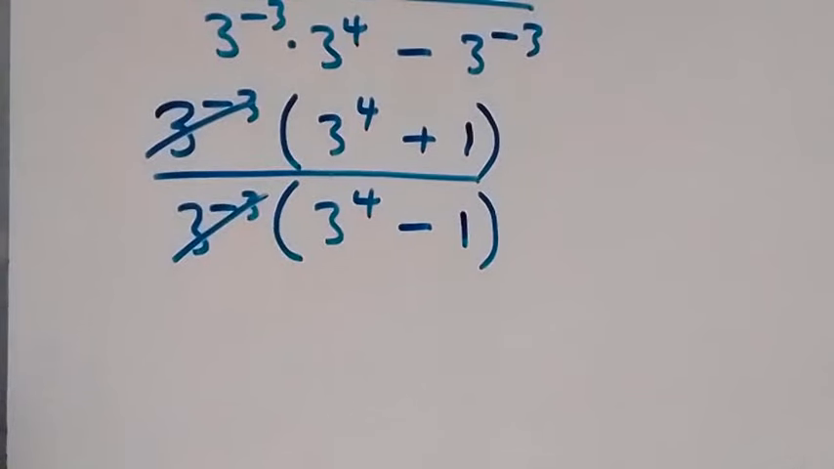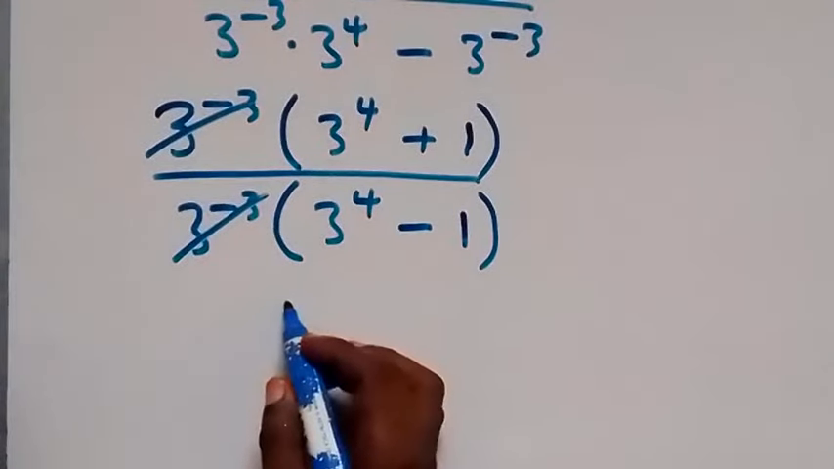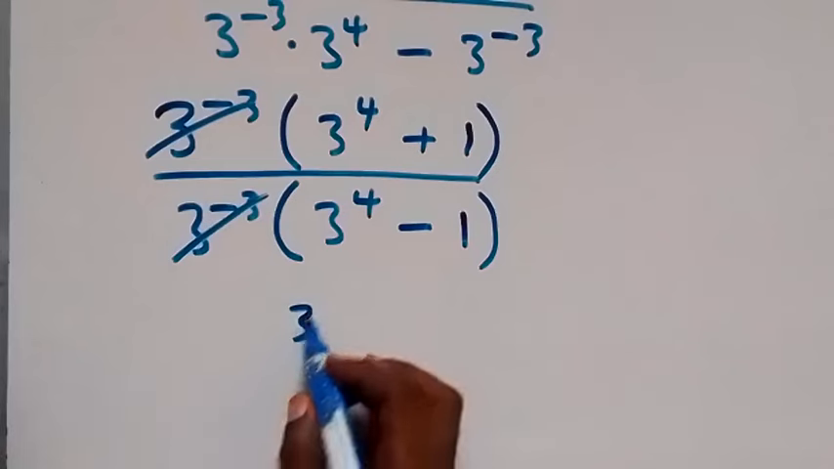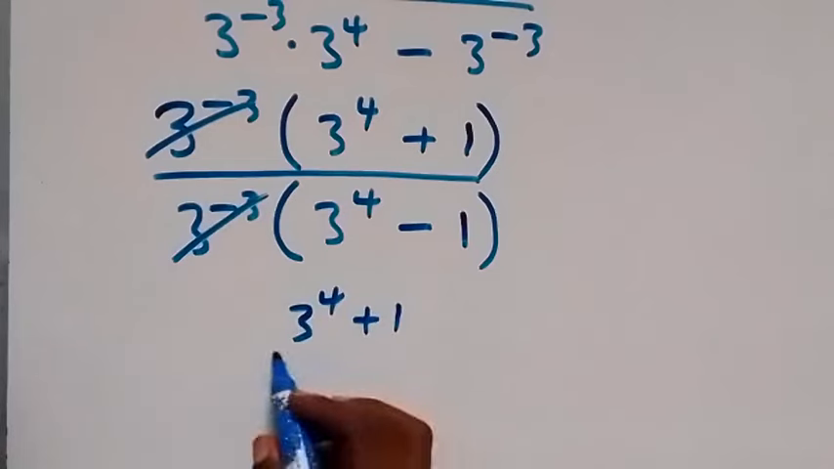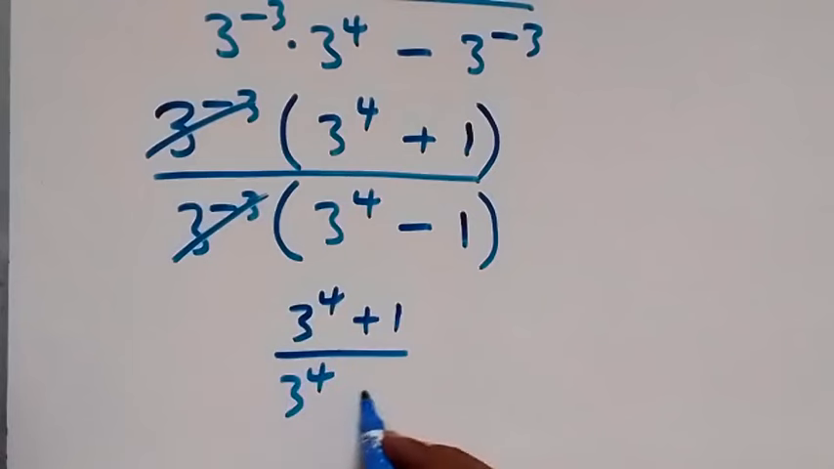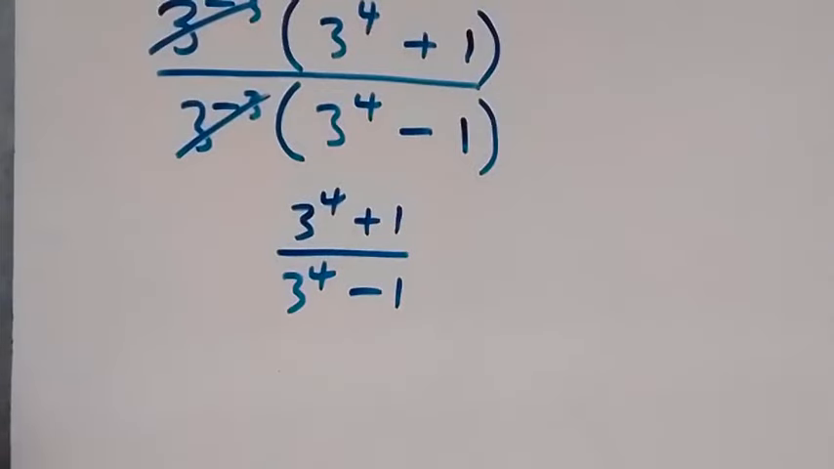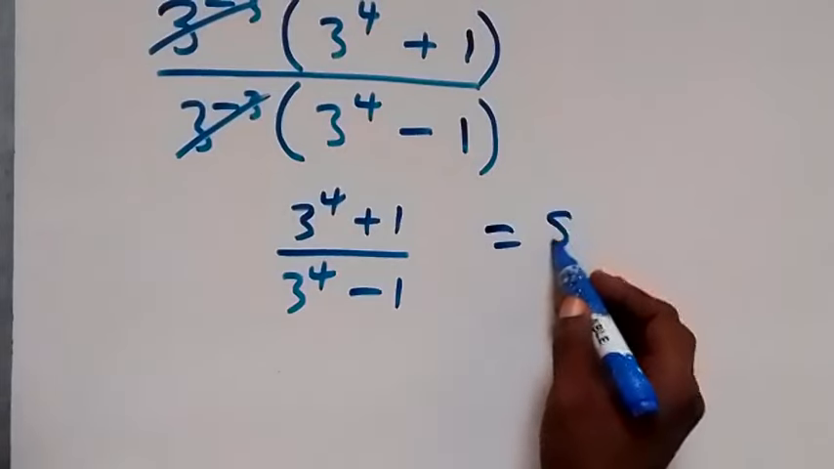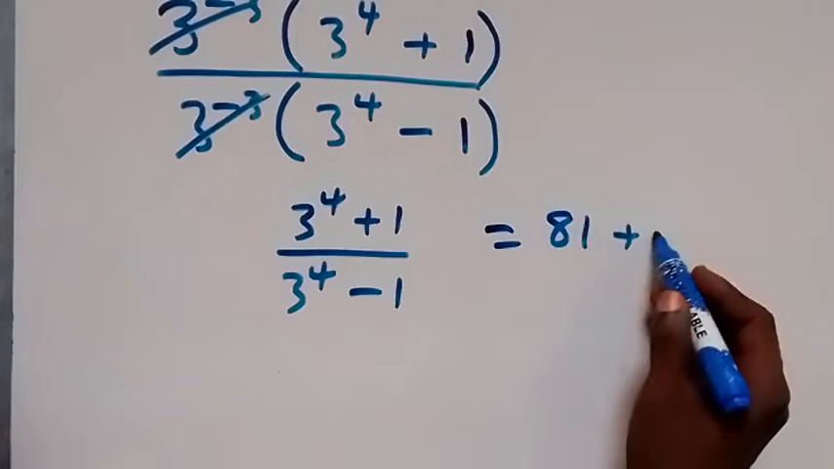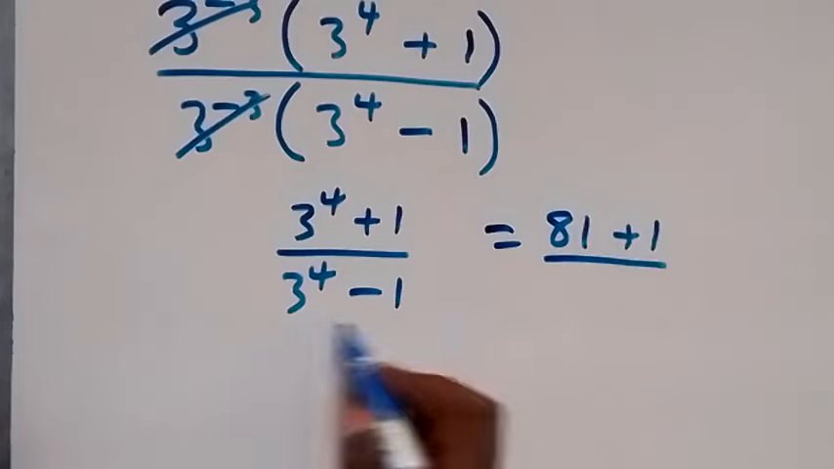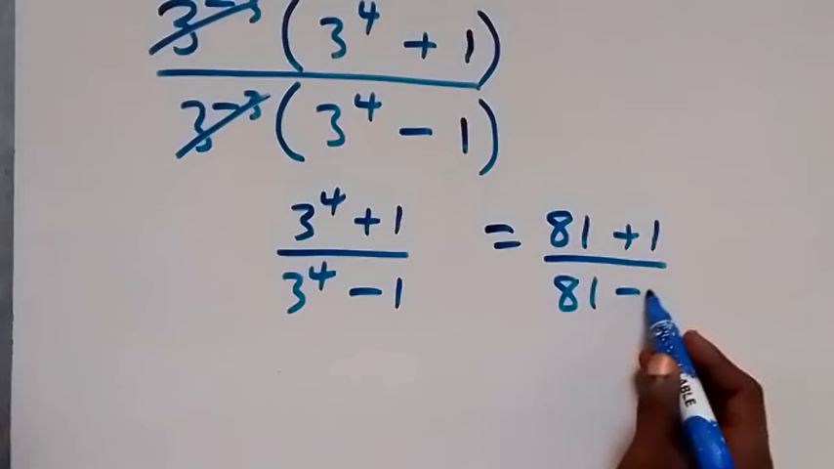From here, we are left with 3 raised to the power 4 plus 1, over 3 raised to the power 4 minus 1. Here, 3 raised to the power 4 is the same thing as 3 times 3 times 3 times 3. That is 3 multiplied by itself 4 times, which is the same thing as 81. Then plus 1. Also, we have this as 81 minus 1.